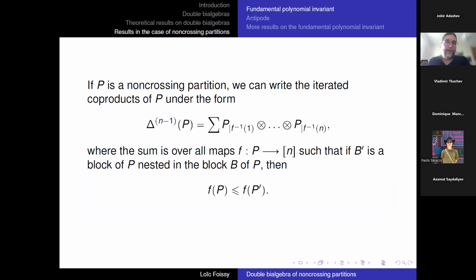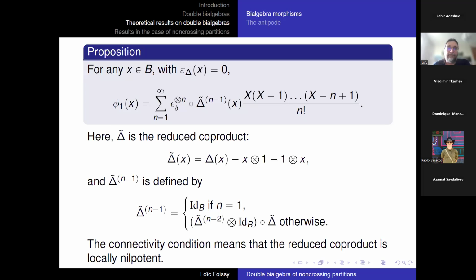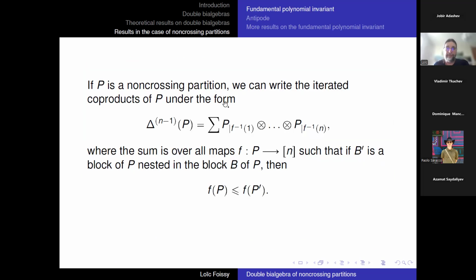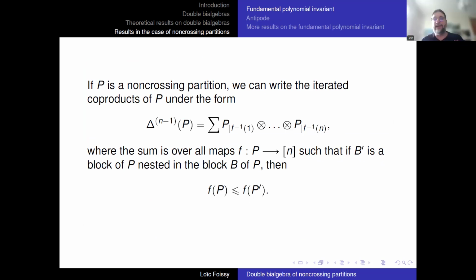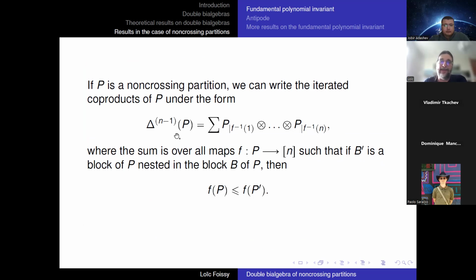So, okay, I apply all this stuff to non-crossing partitions. So I want to compute the polynomial invariant, the fundamental polynomial invariant. So I know that with this formula, I have to iterate the coproduct. So what does it mean? For the coproduct, I separate the blocks into a lower part and an upper part. So I iterate it. This means that I separate the blocks into a lower part, a second part, a third part, and this part should be nested. So this can be represented by something like this.